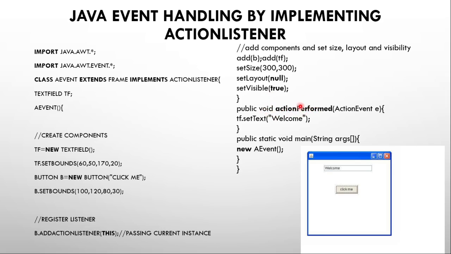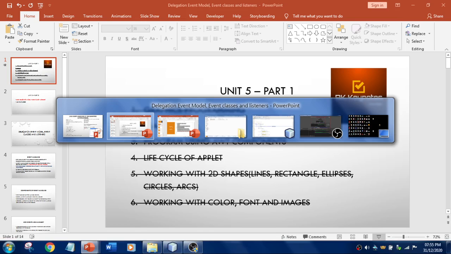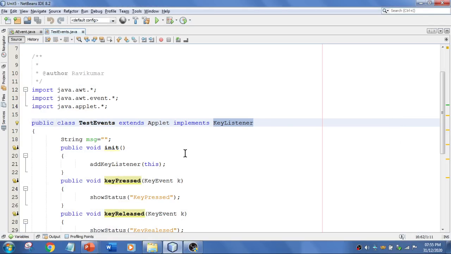Action performed, which is overridden here, and we are just going to set some text like welcome. Whenever I click on the button, it should display welcome. That's it. And in the main method, object got created. So now let's run this using NetBeans interface.